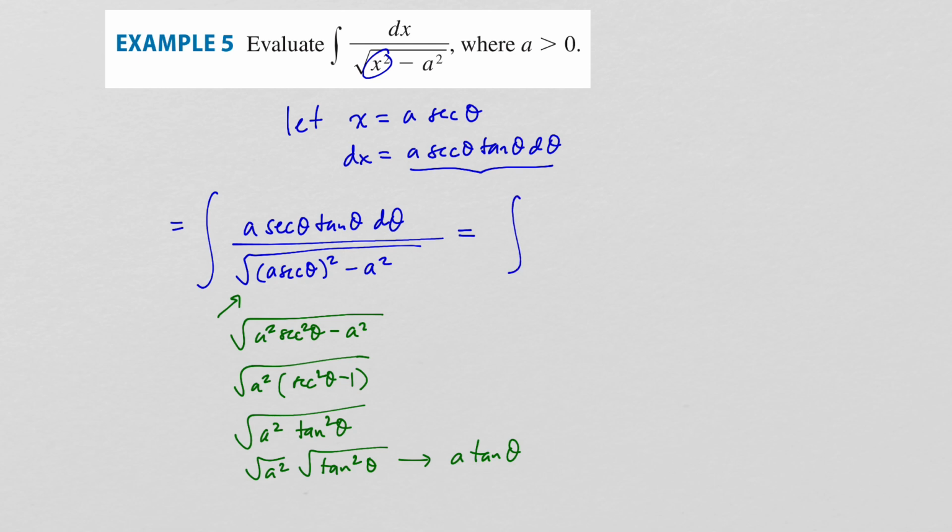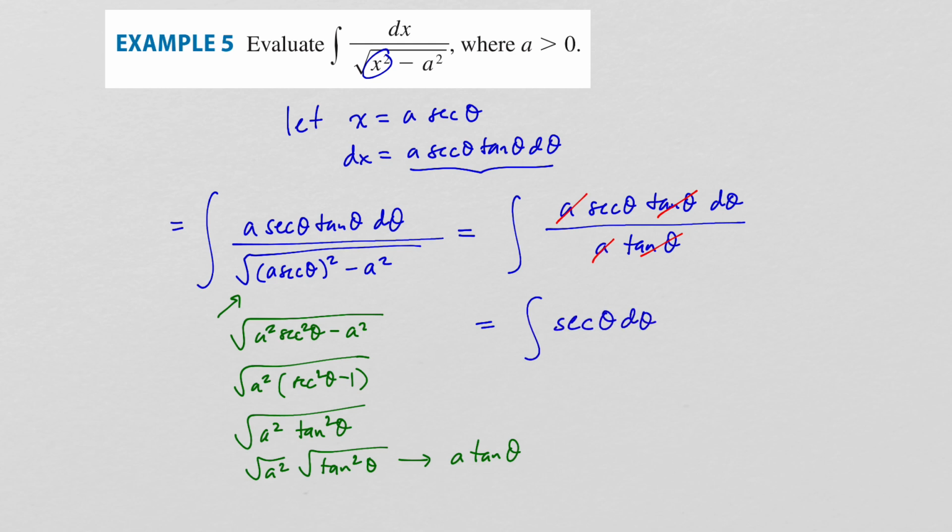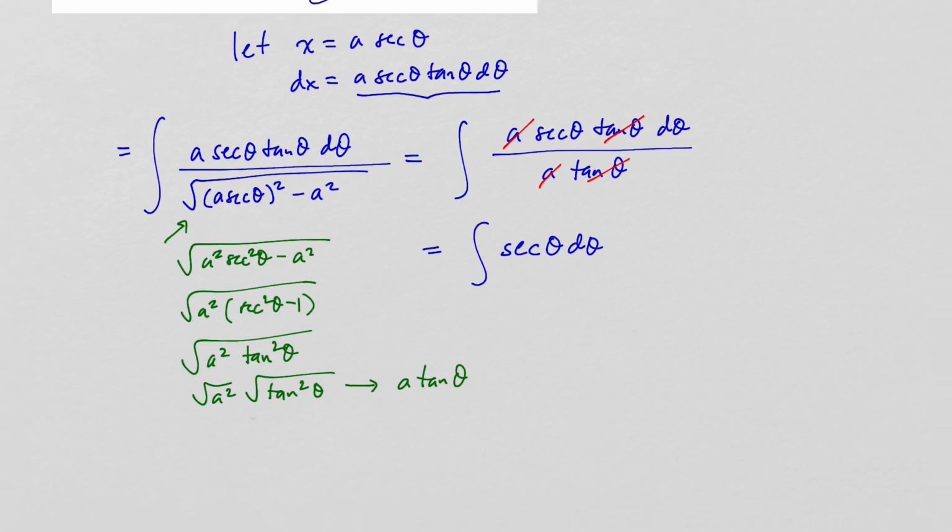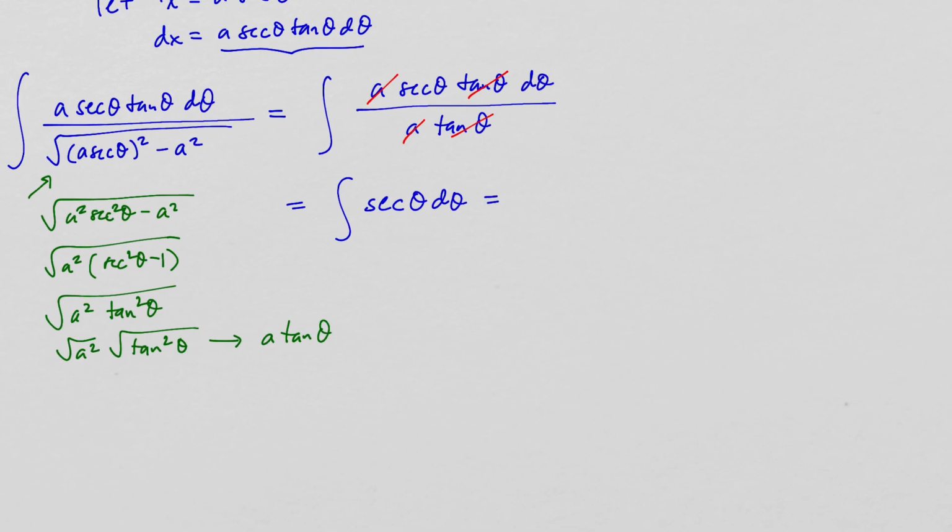And so this integral becomes, same numerator, and in the denominator, we just have a tangent of theta. And so this a cancels out, and this tangent theta cancels out, and this integral gets to be quite simple. Integral of secant of theta d theta. But what is this integral? So we actually talked about this in a previous video. This is the natural log of secant of theta plus tangent of theta plus c.